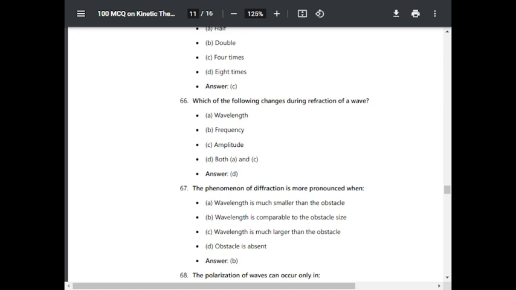Question number 67. The phenomenon of diffraction is more pronounced when option A, wavelength is much smaller than the obstacle, option B, wavelength is comparable to the obstacle size, option C, wavelength is much larger than the obstacle size, option D, obstacle is absent. The correct answer is B, when wavelength is comparable to the obstacle size. The phenomenon of diffraction is more pronounced when wavelength is comparable to the obstacle size.